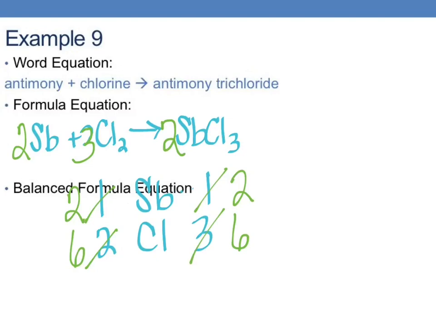Yes? Okay, after you did the 6 on both sides, why did you do 2? I didn't see the SB part, sorry, I was writing. So what happened was when I changed this to 6, I put this 2 here, which changed that chlorine to 6, but it changed my SB to 2. Okay? That's what I thought. Okay.